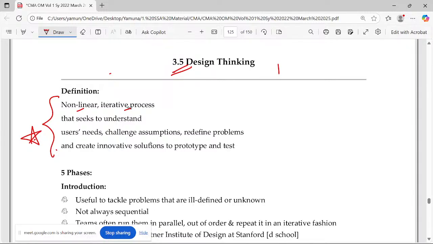It's an iterative process. What do you mean by iterative process? We try one. If it's not working out, we'll try slightly in a different way, and again slightly in a different way. That's what we call trial and error, that's what we call iterative, till something works out clearly. It seeks to understand user needs, challenge assumptions, and redefine problems. Sometimes we might say that if we define this in a better way, the problem is not going to be solved, and it may be creating more problems. So we redefine the problem in a better way, and create innovative solutions to prototype and test.